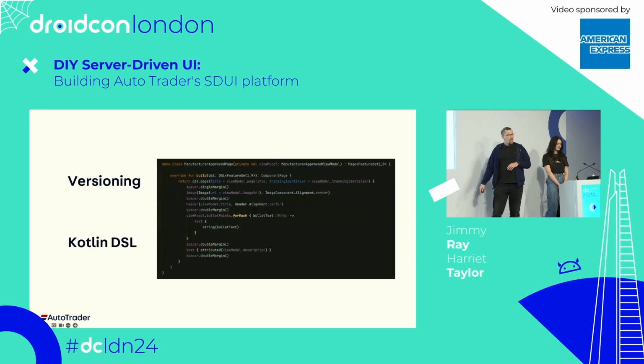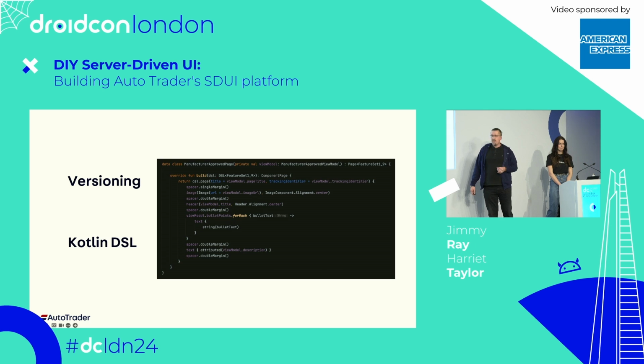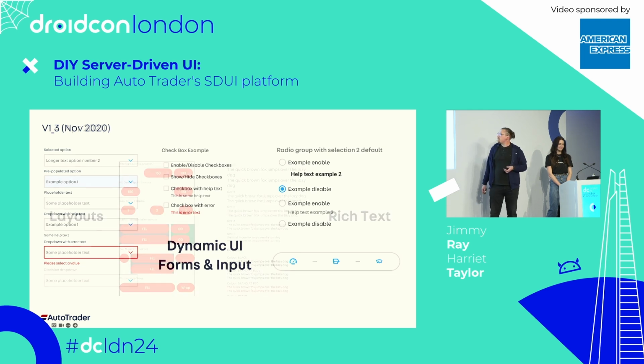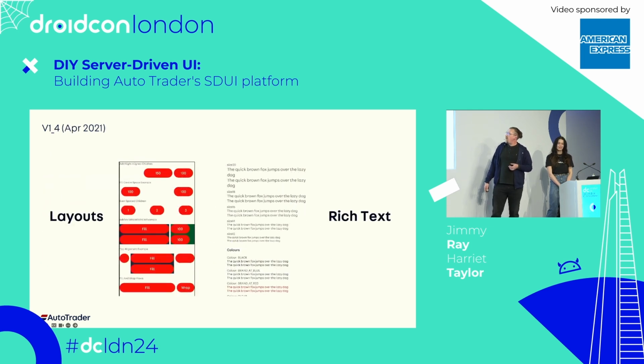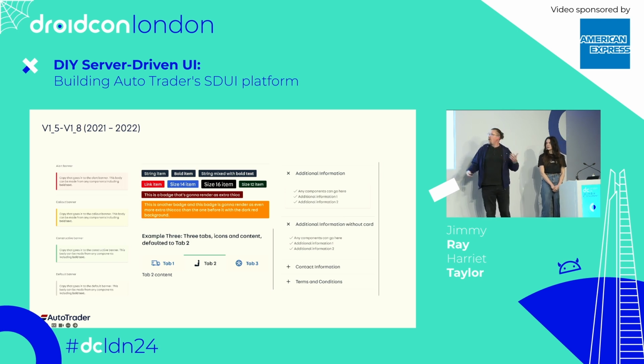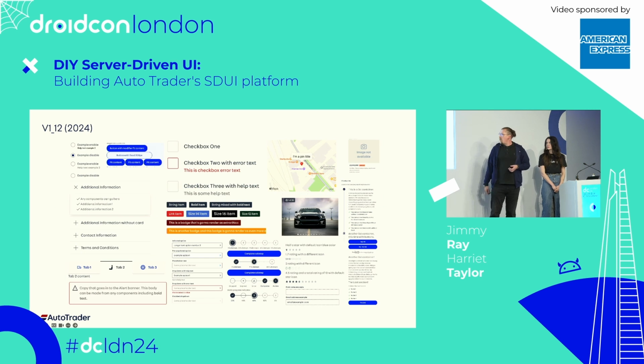We started off with versioning straight from the back because we knew we needed to improve it, and later on we added a Kotlin DSL. We'll go into this later in the tech insights section. And then about 10 months later, we added handling for dynamic UI and forms and input. So for the first 10 months, all we could do was show a screen. Couldn't do anything with it. It took about a year or so of actually using it before we added rich layouts and richer text. And then as projects went on and came in, we added more and more until now we're on version 12.